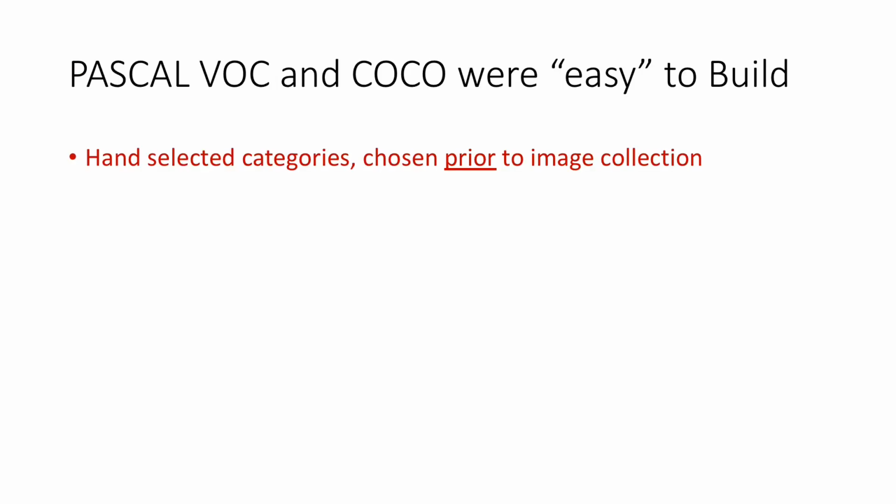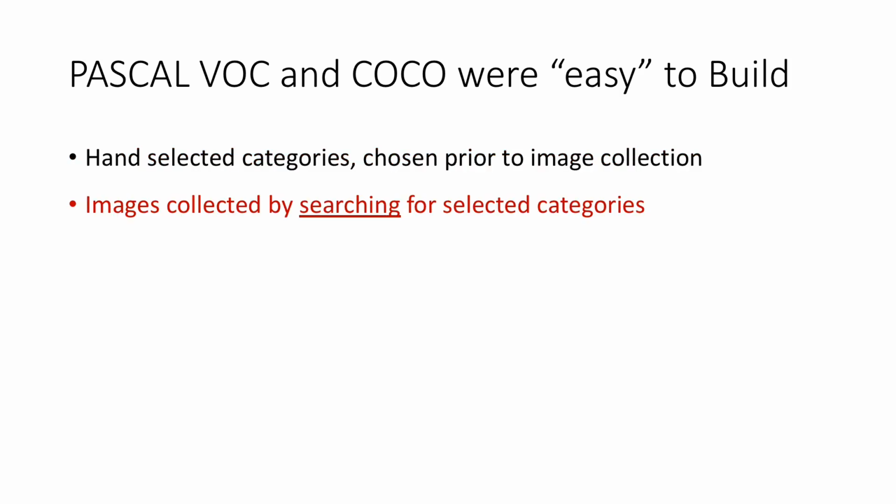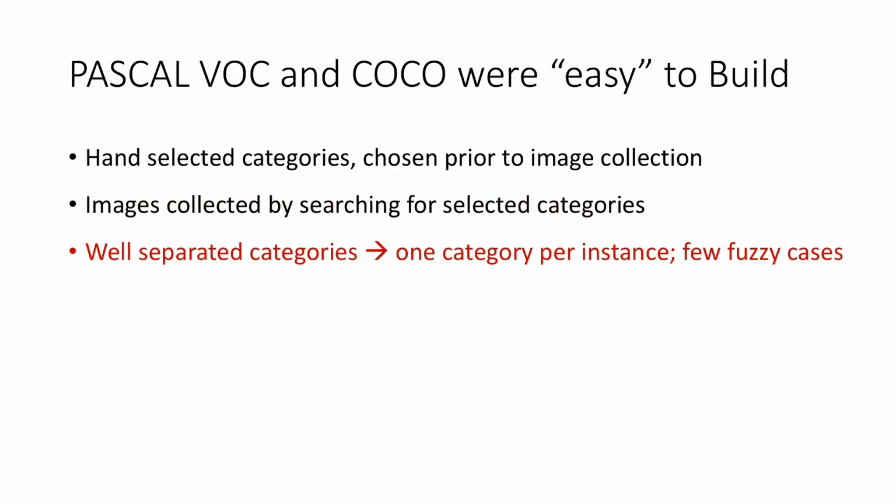Now, building LVIS is actually its own research challenge. LVIS is unlike previous detection datasets. I'll claim that Pascal and COCO were relatively easy to build in the sense that the data collection steps were pretty well understood. In particular, they started with a hand-selected set of categories that were chosen prior to image collection. Images were then collected by searching for these selected categories. This process means that categories can be well separated by design. There are few or no ambiguous cases.